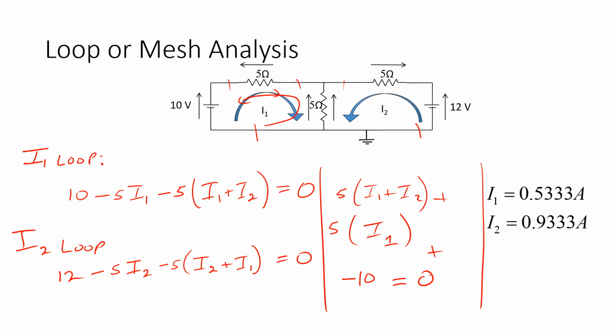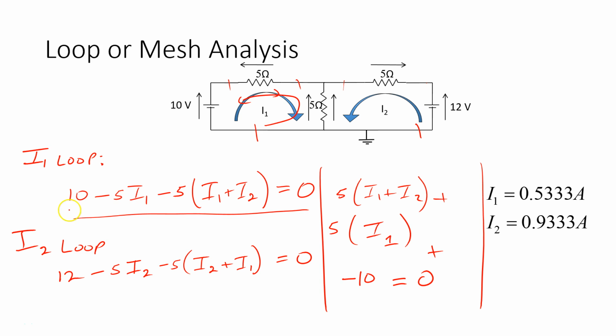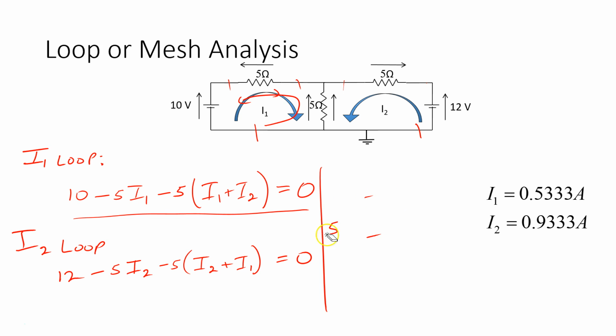So you can see that this and this is the same thing. It would be equivalent to taking all the terms and putting them on the other side of the equation. And that is basically how we solve the system using loop analysis.